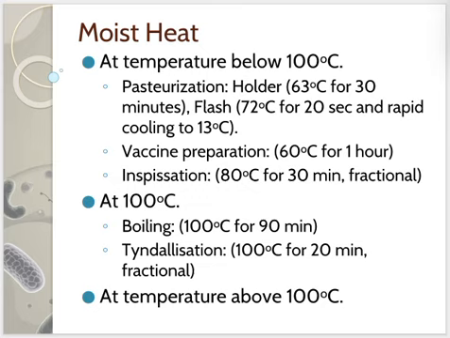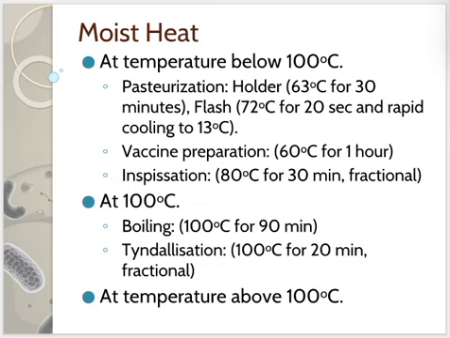Moist heat sterilization methods are categorized based on the temperature used. Below 100 degrees Celsius includes procedures like pasteurization, which is commonly used for milk and other liquids. Moist heat at 60 degrees Celsius or vaccine bath can kill most mesophilic non-sporing bacteria with an hour exposure. Certain media can be sterilized using a process called inspissation, which is an example of fractional sterilization. At 100 degrees Celsius, boiling is a common method, with tyndallization being another method of fractional sterilization.